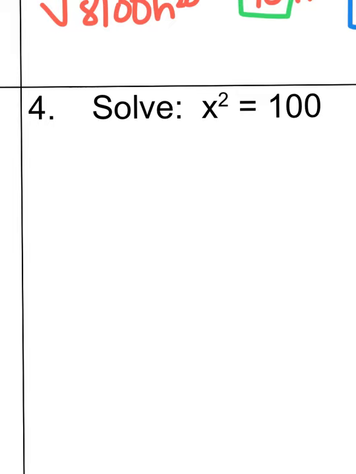Number 4 is a little bit different than the ones we've been working on. This is an equation. You can see the equal sign, and it says that we're going to solve. Well, remember that to solve an equation, you must do the opposite. Well, what's the opposite of squaring a number? The opposite is square rooting. So we're going to take the square root of both sides. The square root of x squared is x, and the square root of 100 is 10.